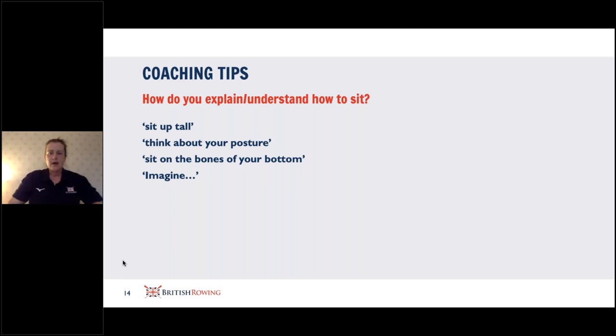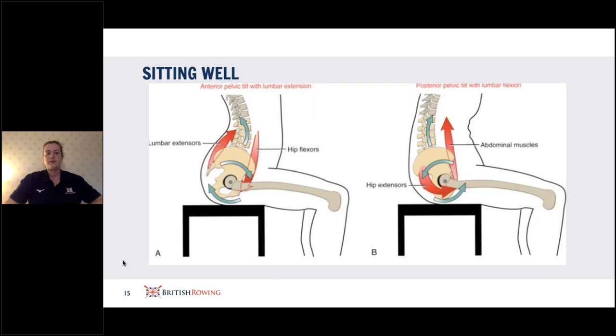So I want us to think about how we're teaching people how to sit. Two of the things that we talk about are the tilt of your pelvis. The first picture on the left, picture A, is looking at an anterior tilt, and picture B is looking at posterior tilt. The easiest way to remember a posterior tilt is that you're more sat on your bottom, towards your coccyx, whereas an anterior tilt is sat up with that nice rotation of your pelvis forwards.